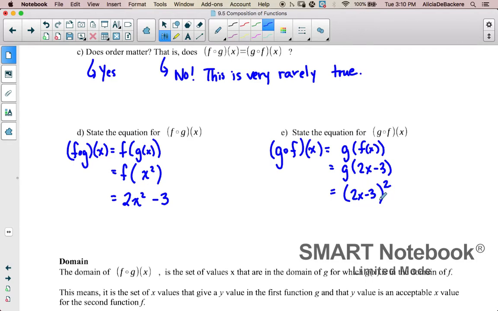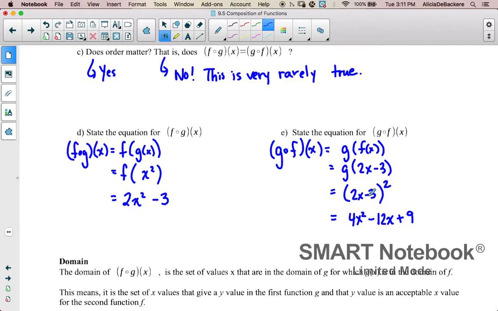Now, is this the same as what I got over here? No. If I were to think about expanding this out, I would have 2x times another bracket with a 2x at the front, so that would be 4x squared. And then I would have 2x times negative 3 and negative 3 times 2x. So I'd have negative 6x minus another 6x, or negative 12x. And then I'd have negative 3 times negative 3, so positive 9. So definitely we can see that these equations are not the same.